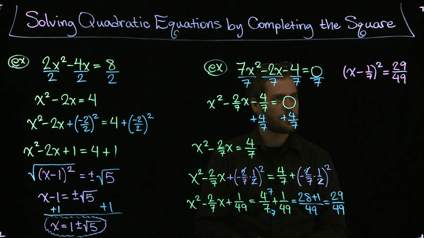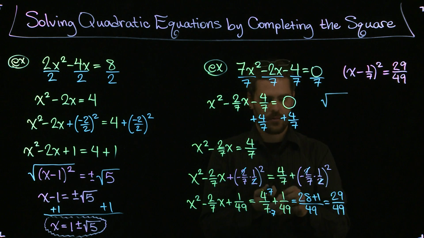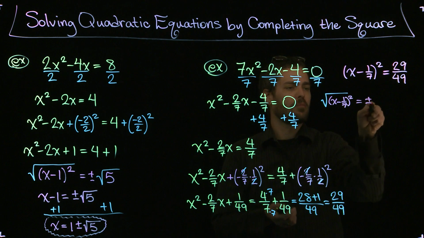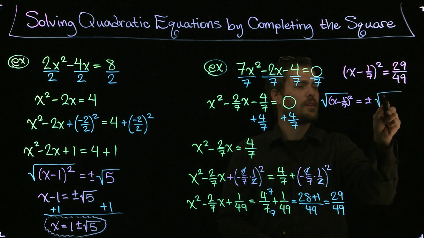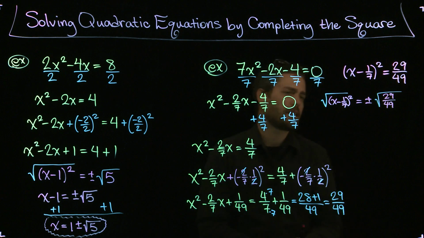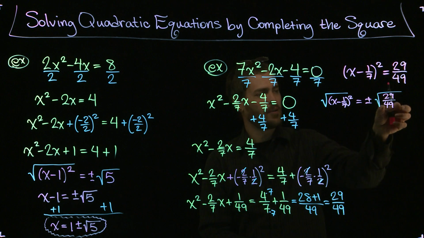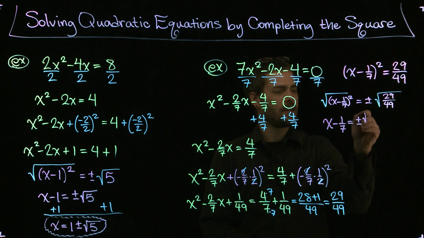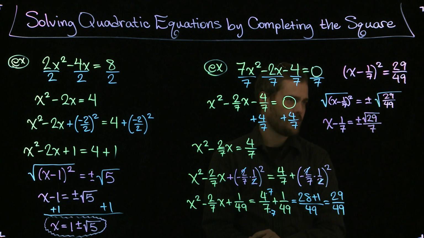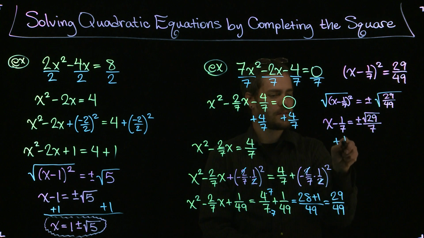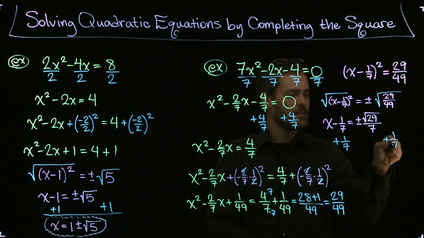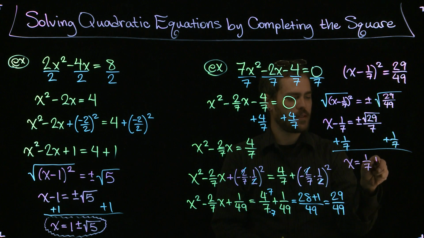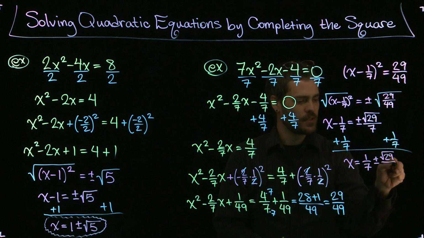Now take a square root of both sides. Okay. So root of x minus 1/7 squared is equal to plus and minus the root of 29 over 49. Don't forget that when you have a root of a fraction, you can call that the root of the top over the root of the bottom. So then on the left, I've got x minus 1/7 is equal to plus and minus root 29 all over 7, because the root of 49 is 7. And then add 1/7 to both sides. And now this looks like x is equal to 1/7 plus or minus root 29 over 7. And those are our solutions.